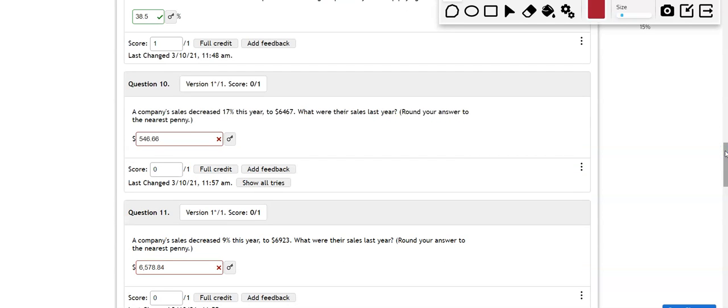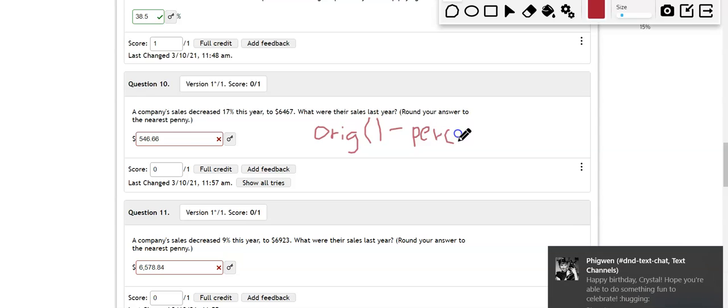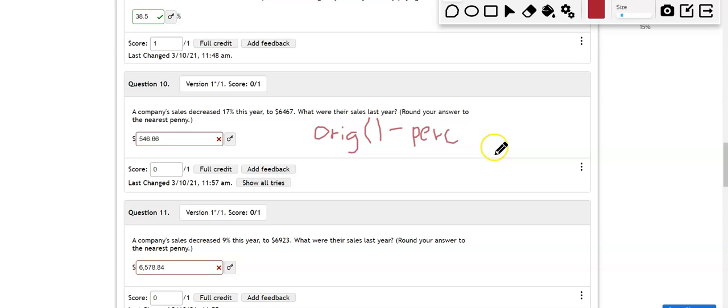Okay, so company sales decreased 17% this year to 6467. What were their sales last year? Now this is similar to the one that I just did, except to decrease, we're going to say 1 minus our percentage. So again, I'll just sort of write this out. We want the original amount, which I'll abbreviate as ORIG, and we're going to multiply that times, since it's a decrease, 1 minus our percentage. There. And then that's going to be equal to our final amount.